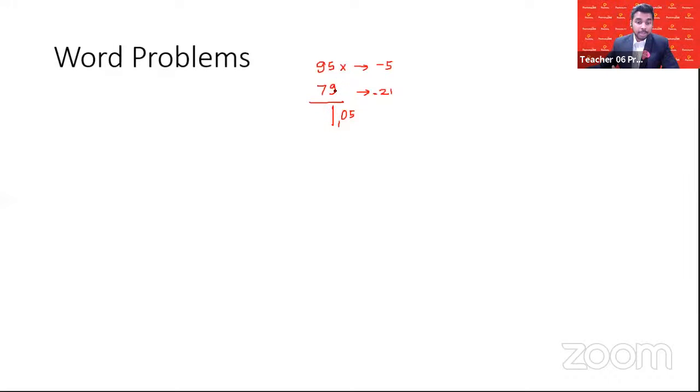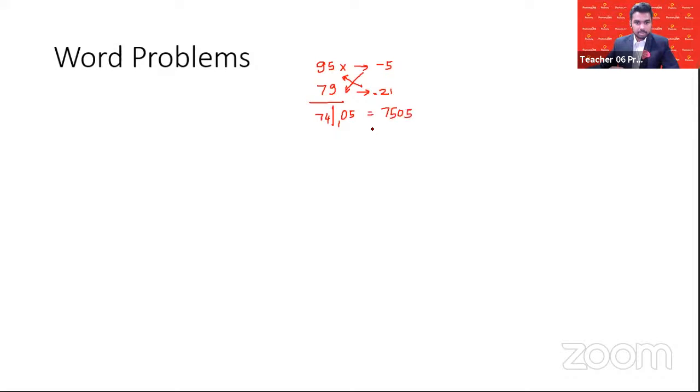Now, how do I find the other number on the left? That is just by doing cross addition. So cross addition, either I can do 95 minus 21, but that is a little bit difficult. The easier one is to go for 79 minus 5, which is 74. So the answer is going to be 7505.